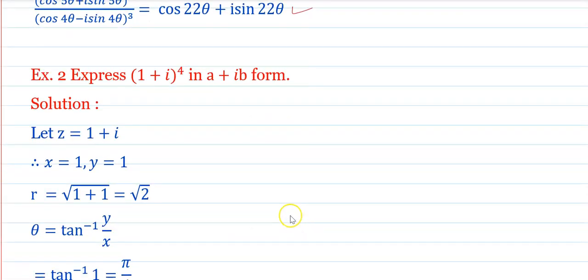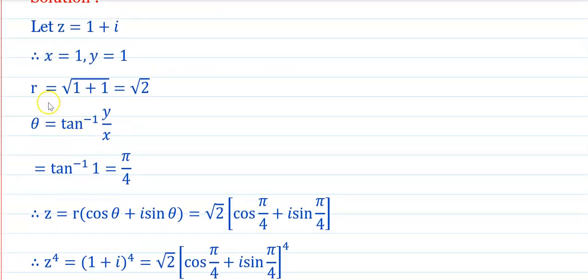Okay. Now next, express 1 plus i bracket raised to 4 in the form a plus ib या form मध्ये लिहिणार आपण. Now given the complex number z is equals to 1 plus i. Here x is equals to 1 and y is equals to 1. Therefore what is r? r is equals to root of x square plus y square. Okay. इथे x square and y square. 1 plus 1 you will get r is equals to root 2. And what about the tan theta? Tan theta is y upon x. y is 1, x is 1. Tan inverse of 1 that is equals to pi by 4.